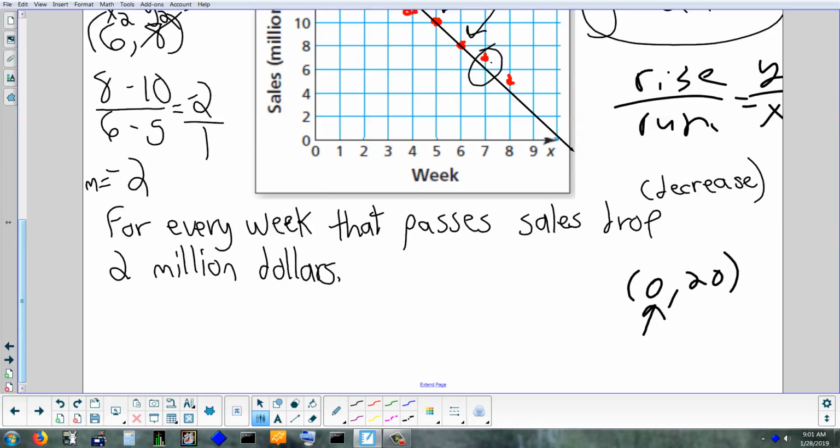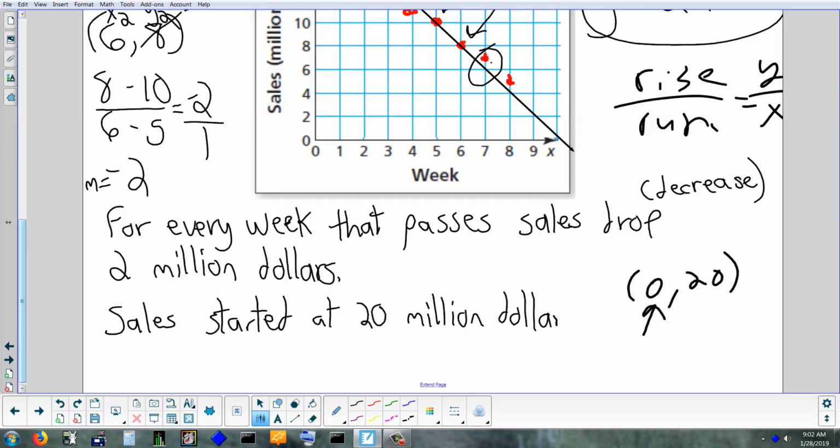It hasn't started. That's the beginning. So in the beginning, the sales were 20 million. That's what the sales started at. So when they ask you to interpret the y-intercept, you could basically say, in the beginning, the sales were 20 million, or sales started at 20 million. That's what the y-intercept means. When they ask you to interpret it, you just put it in the context of the word problem. Just explain what those things mean. All right?